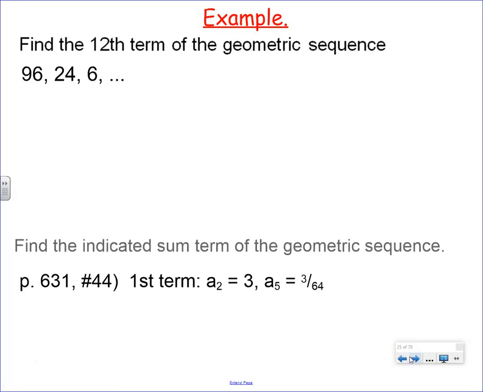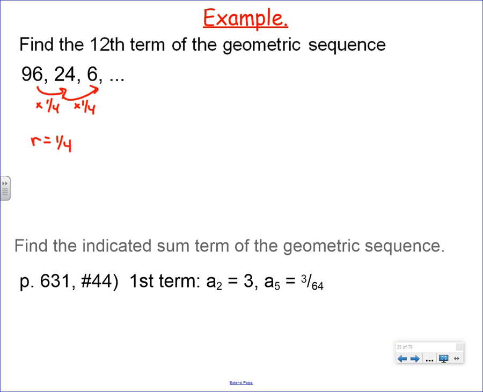Here we go. So guys, how do I find the 12th term of the geometric sequence? First of all, we can't go to 12 if we don't know a pattern anyway. So what's the pattern? Divided by 4. So what's my common ratio? Good. r equals 1/4, because remember, division is multiplication of the reciprocal, right? So divided by 4 would be times 1/4, times 1/4, etc.